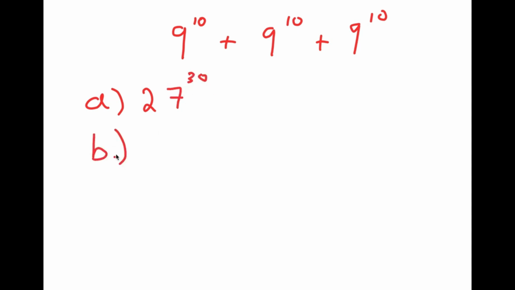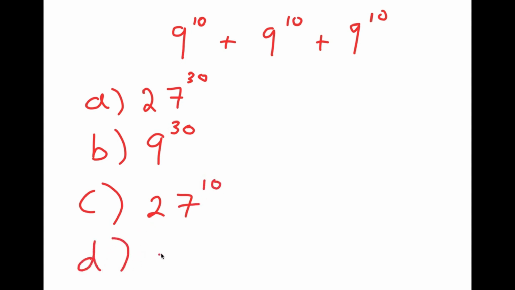For B, I have 9 to the power of 30. For C, I have 27 to the power of 10. And for D, I have 3 to the power of 21. So to first start out, let's go through all these option choices and see if they're right or not.